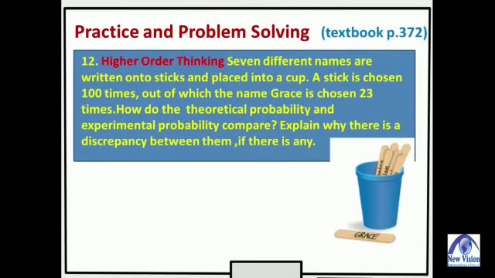Let's do number 12. Higher order thinking. 7 different names are written on 7 sticks and placed into a cup. A stick is chosen 100 times, out of which the name Grace is chosen 23 times. How do the theoretical probability and experimental probability compare? Explain why there is a discrepancy between them, if there is any.